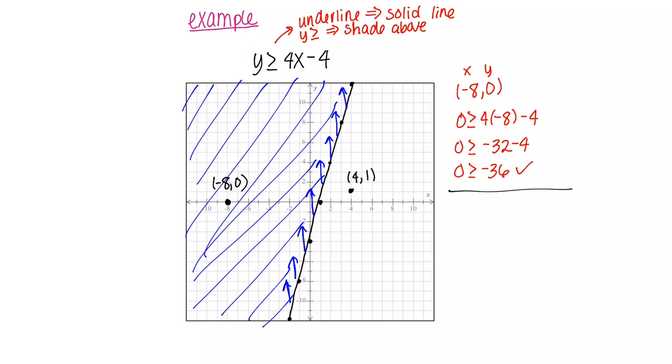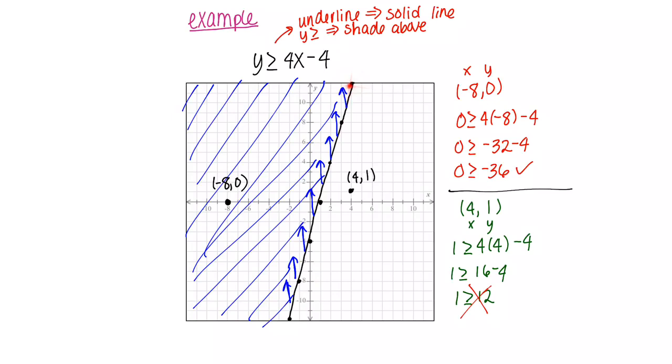Let's plug that point in. So I have 1 is greater than or equal to 4 times 4 minus 4, a lot of 4s. 1 is greater than or equal to 16 minus 4. 1 is greater than or equal to 12. No, it's not. Right, so that's what it means for the shaded region. It means that literally everything over here, any point I choose, is going to fulfill this statement here.